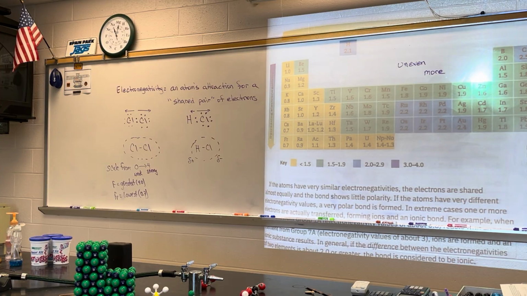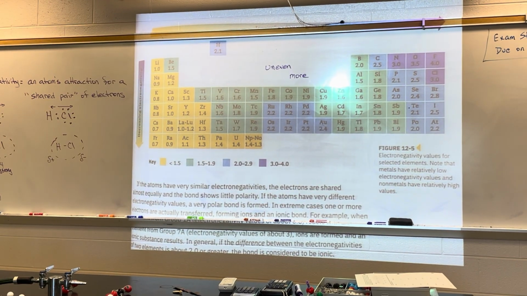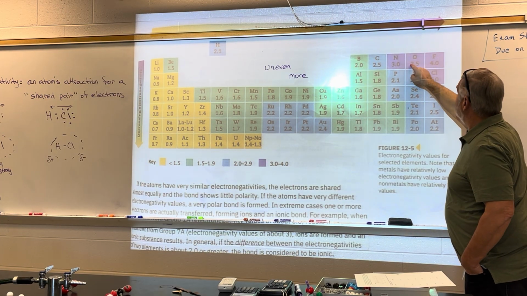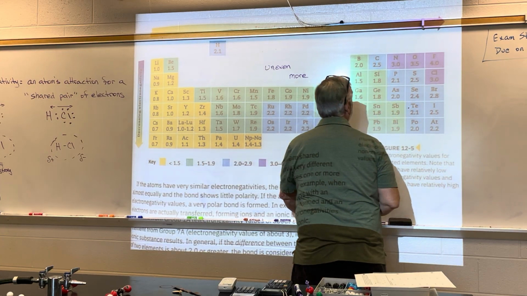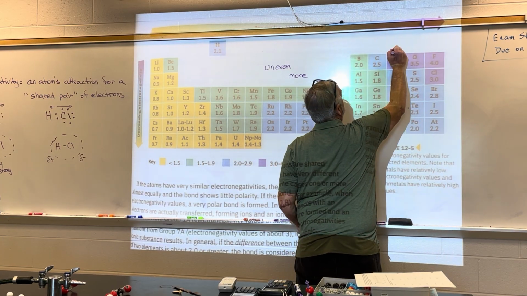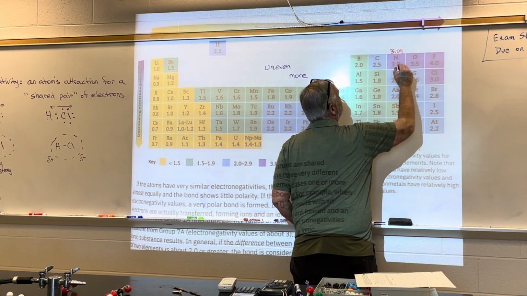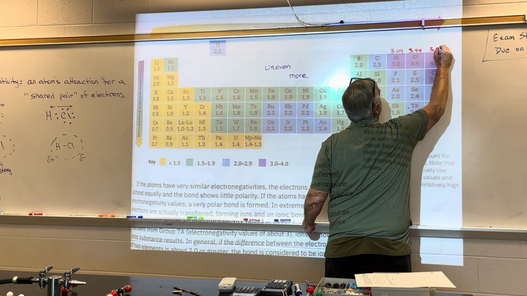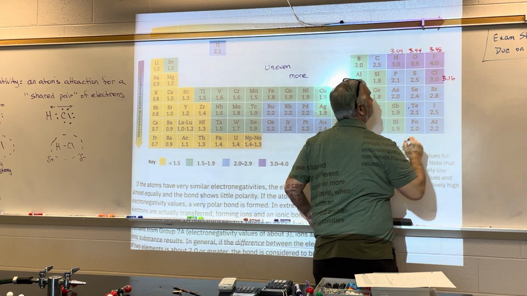Okay, here is a table of electronegativities. Notice we have the alkali metals are the lowest. Francium's down there at 0.7. Notice the ones up here in purple: nitrogen, oxygen, fluorine, and chlorine. Now, on your periodic table, nitrogen is actually 3.04. Oxygen is given as 3.44. Fluorine is 3.98, and chlorine is 3.16.